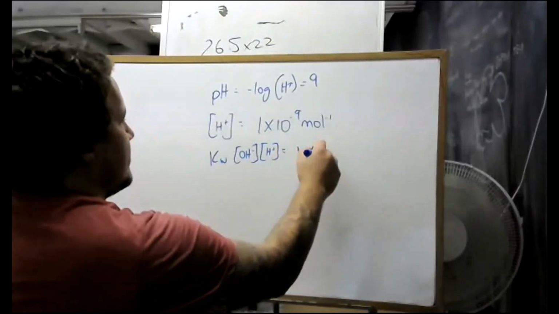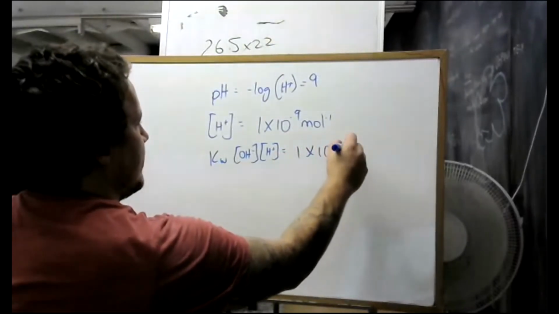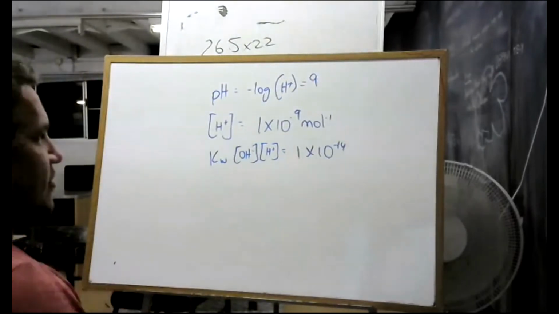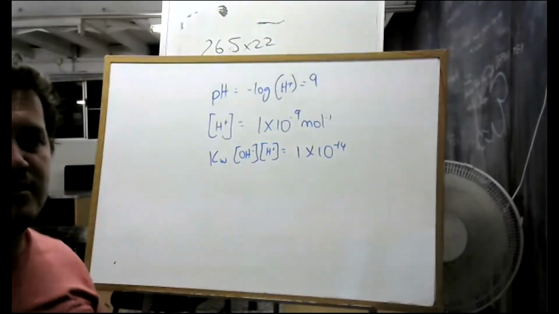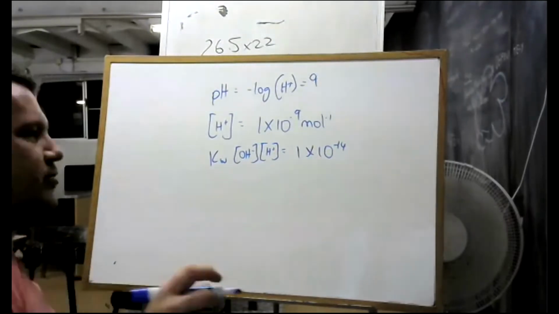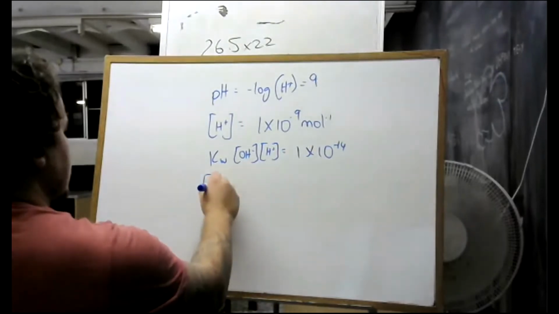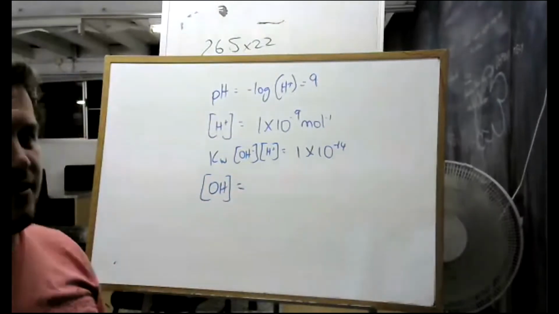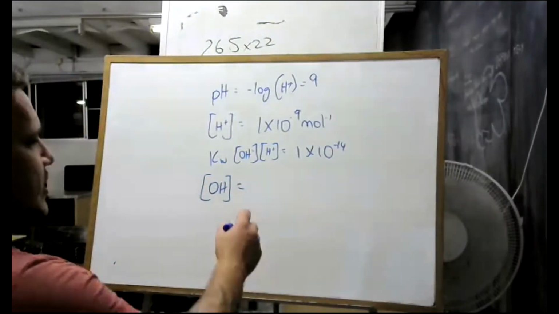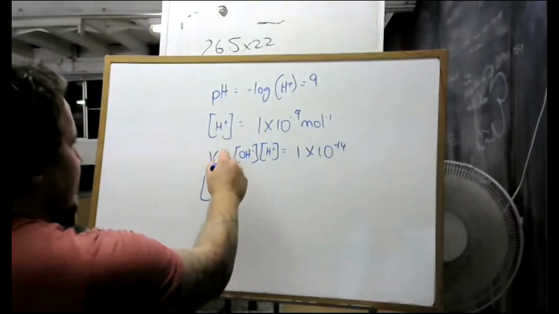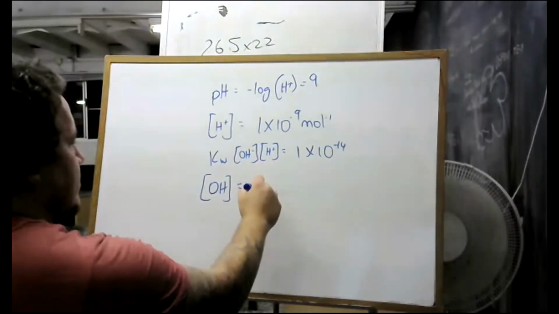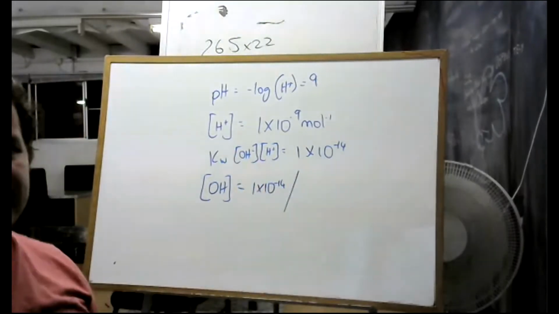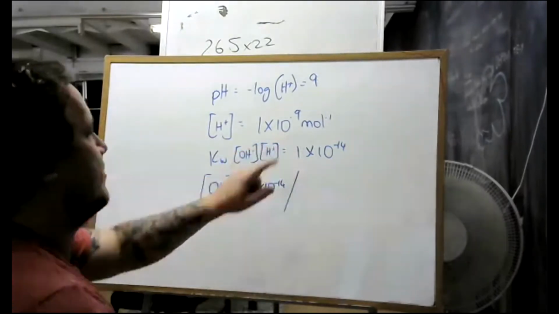So 1 times 10 to the power of negative 14. To calculate the ion concentration, the concentration of OH, we take our ionic constant of water, our Kw of water, and we divide that by this number.